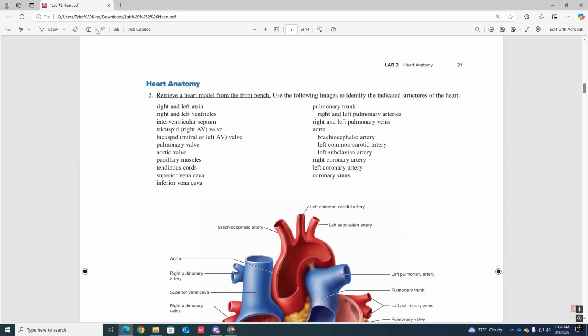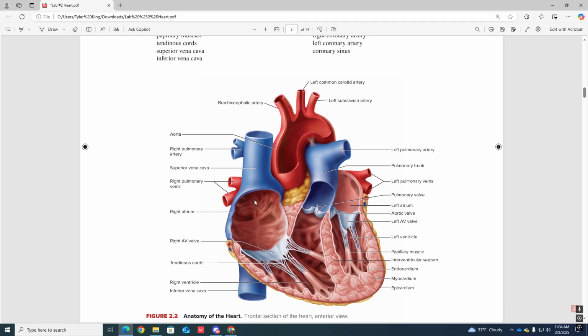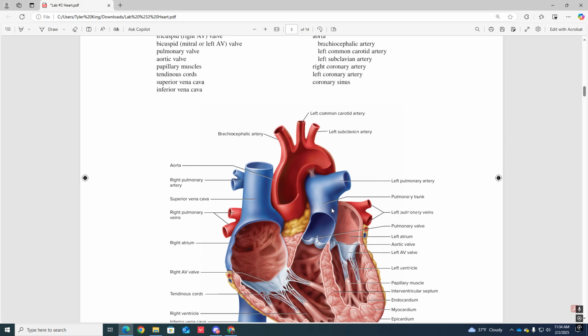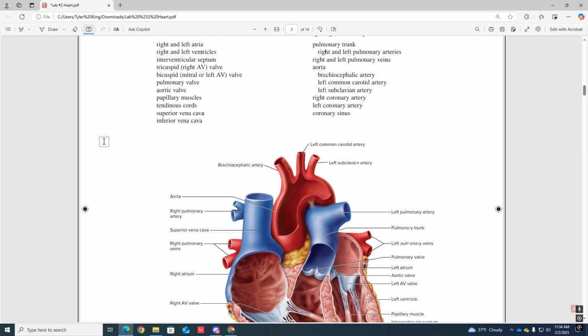Okay. And the first thing I want to do though is specify a couple of things. Okay, because there's a lot of structures here in the heart. So how do we know what's what? First things first, I want to do this.